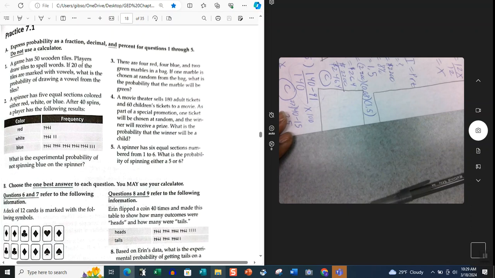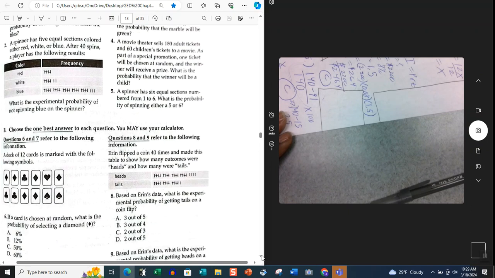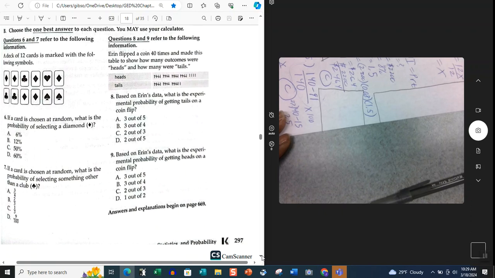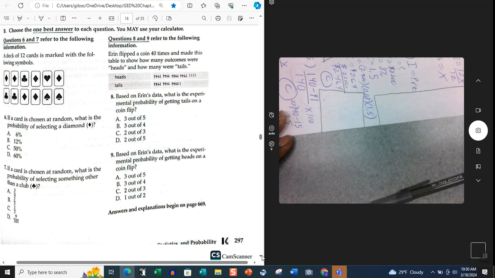Now, problems 6 through 8, we can actually use the calculator. It says choose the one best answer to each question. You may use your calculator. Questions 6 and 7 refer to the following information. A deck of 12 cards is marked with the following symbols. Now you notice here we have 6 diamonds, 3 clubs, 2 spades, and a heart. So we have a total of 12 cards here. If a card is chosen at random, what is the probability of selecting a diamond?